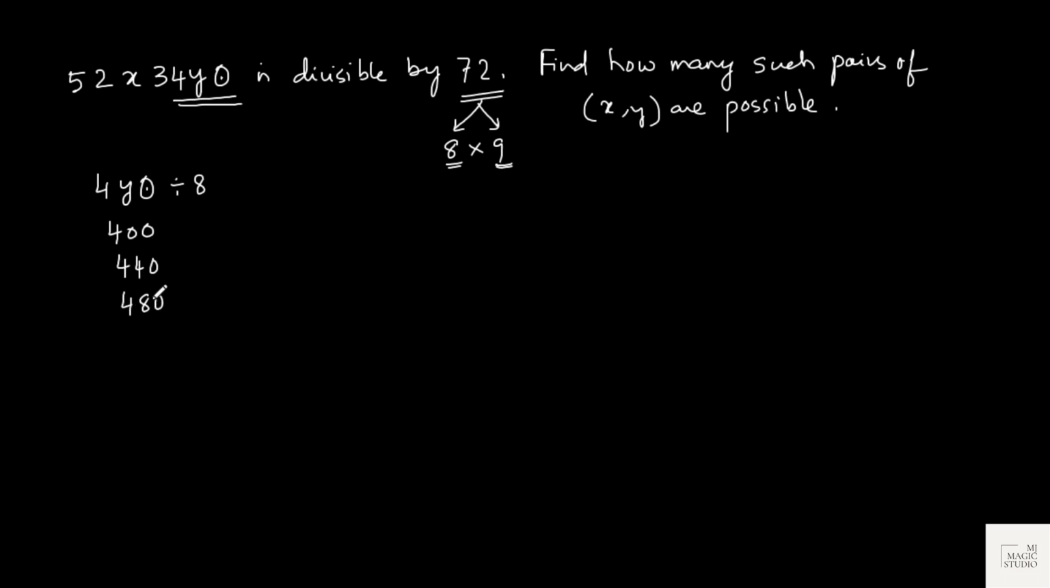And then 480 is divisible by 8. So the values of y which are possible are 0, 4 and 8. Got it. Now we go to check for 9.